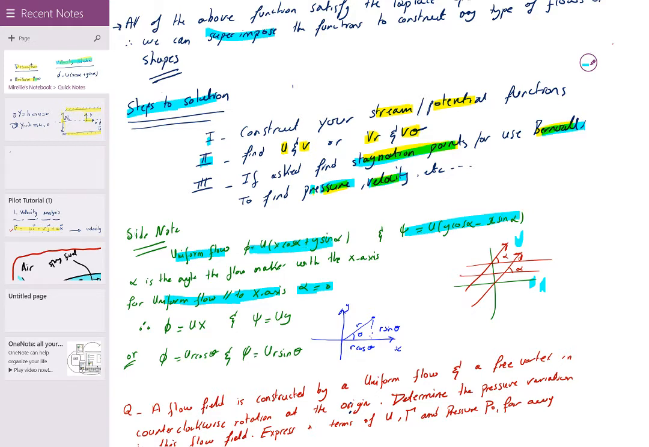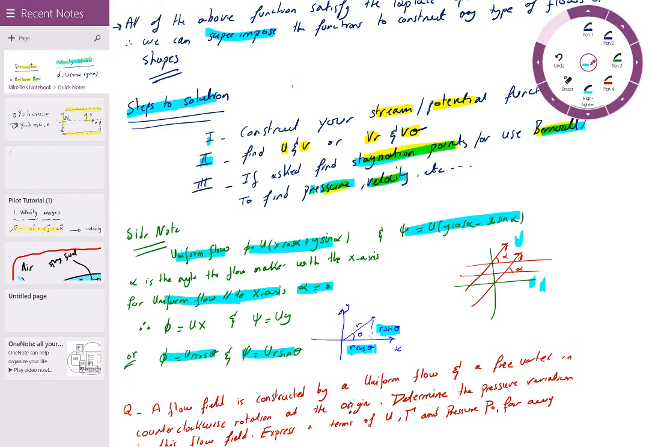Now, in simple geometry, my x is r cosine theta and my y is r sine theta. So I have finally my phi equals ur cosine theta and my psi is equal to ur sine theta. You can choose to work in any coordinate system that you want. You can choose to construct your flow either by the stream function relations or with the potential function. That's up to you, okay? And if you try both ways, you will definitely get to the same answer. So let's start with one problem here.